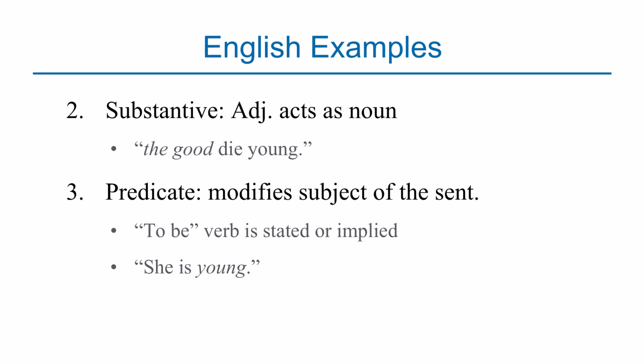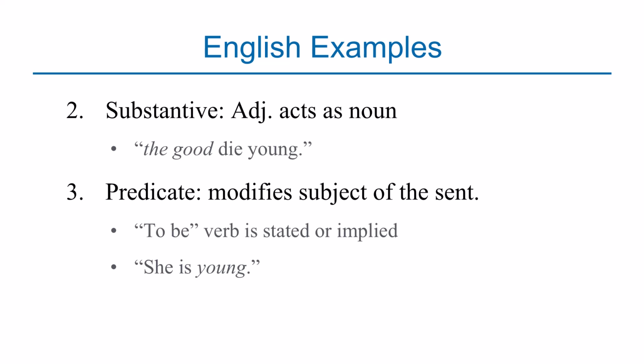We're talking about her being young. The word young is an adjective that is modifying the subject of the sentence. And most of the time when the adjective is acting predicately, you're going to have the linking verb. The word is there is a linking verb. So you have the three functions.